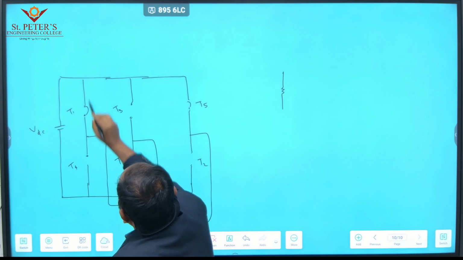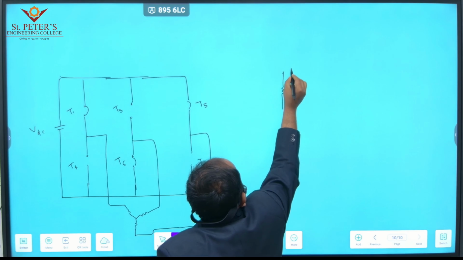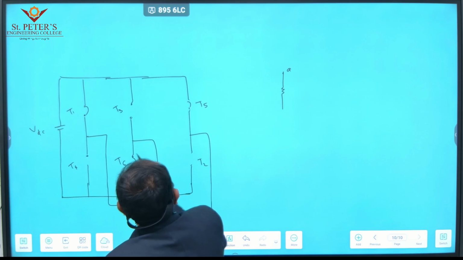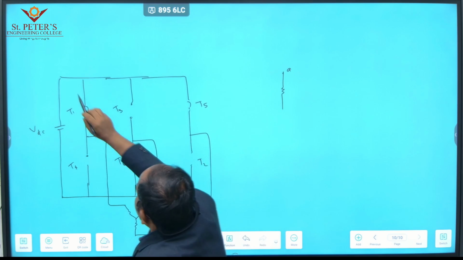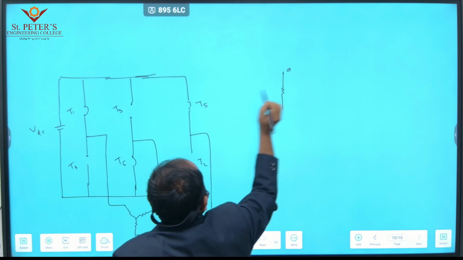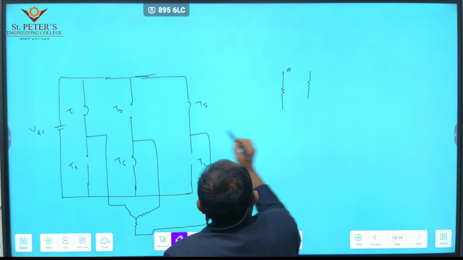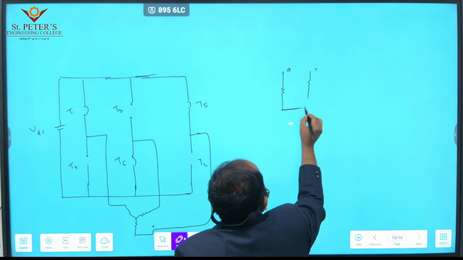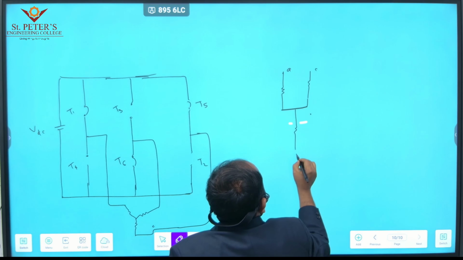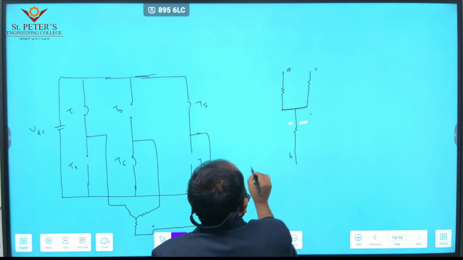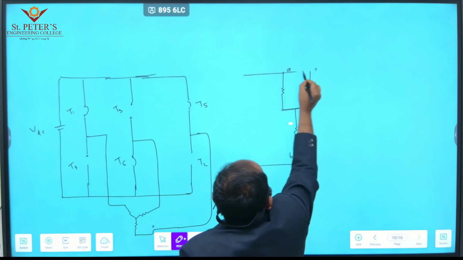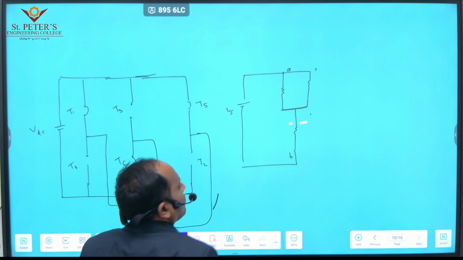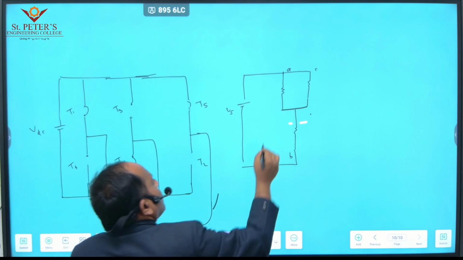Okay, T1 to A. This is A, and the next one from T6 is connected to minus, and T5 is connected to C. So this is C, and the remaining is B. So these are connected directly to the load like this. This is Vs. Then the load is balanced.